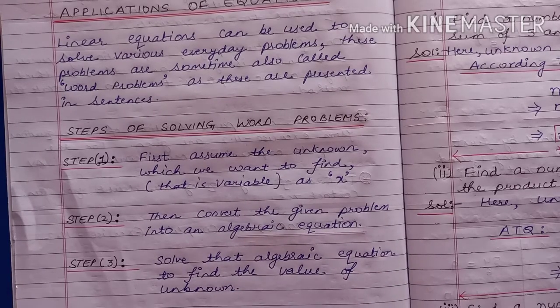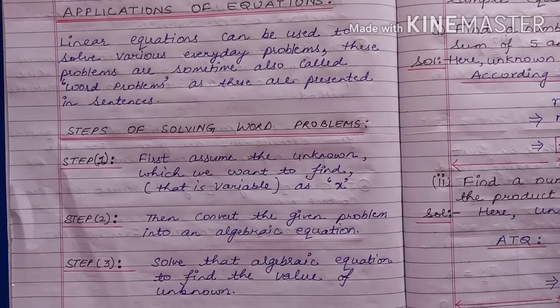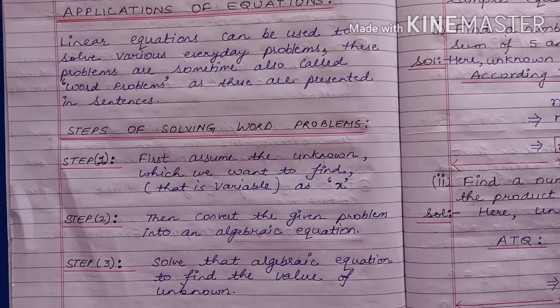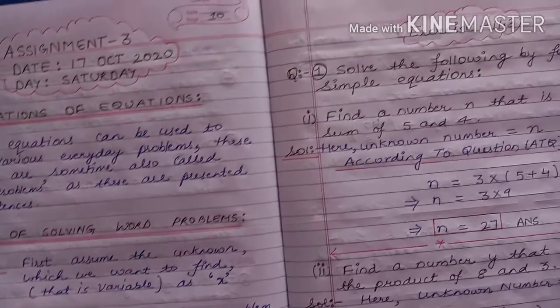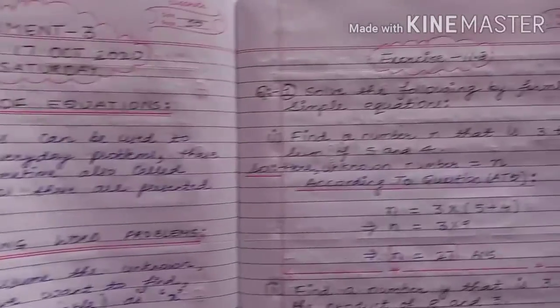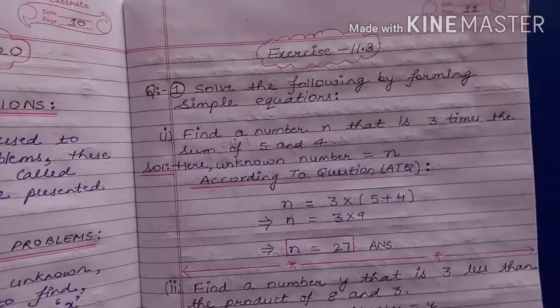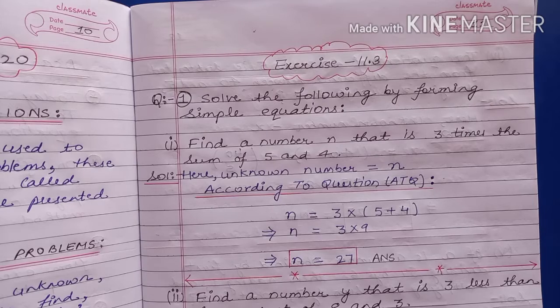As we have already done two methods of solving. One is the method to isolate the variable by adding or subtracting the same things on both sides. And the second method we have done is the method of transposition. So we can use either of the two methods to solve these problems. For this we will take a few problems from exercise 11.3. Now we start with the first question of exercise 11.3.